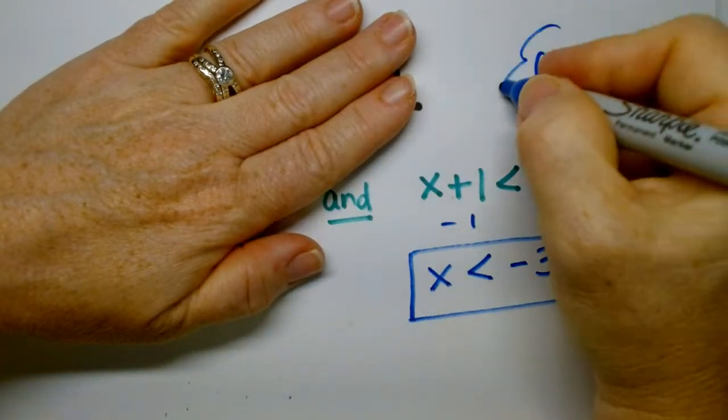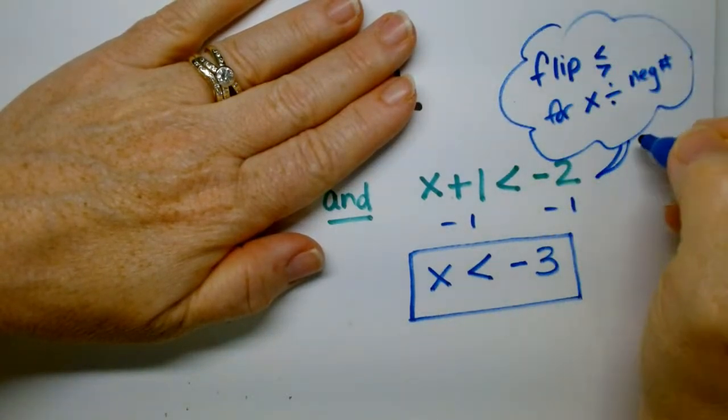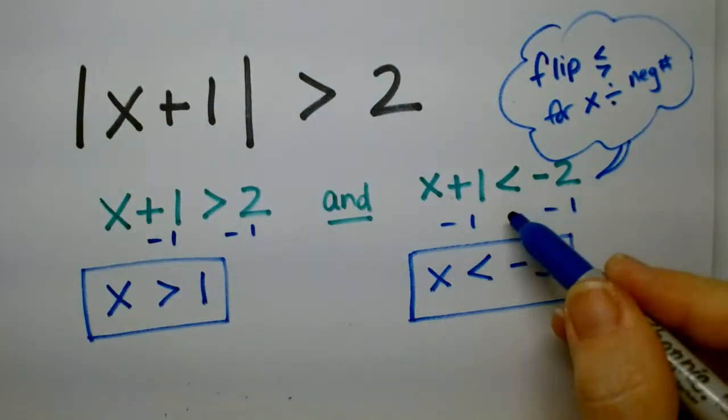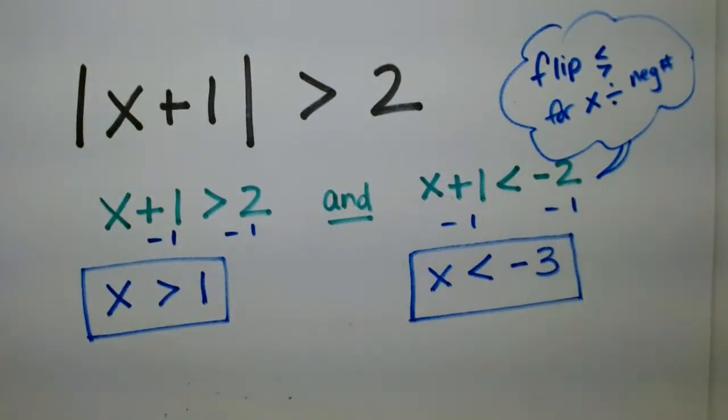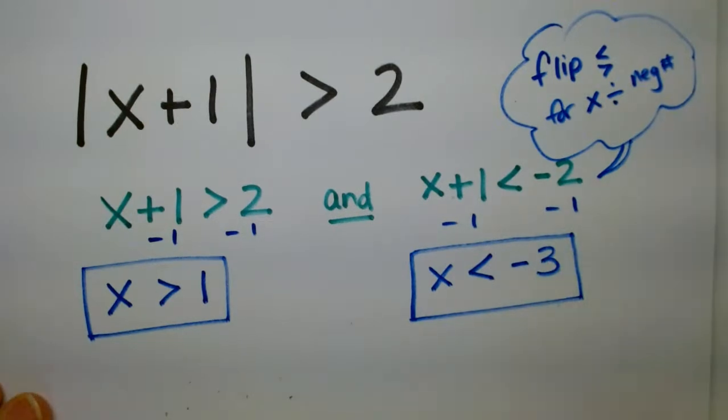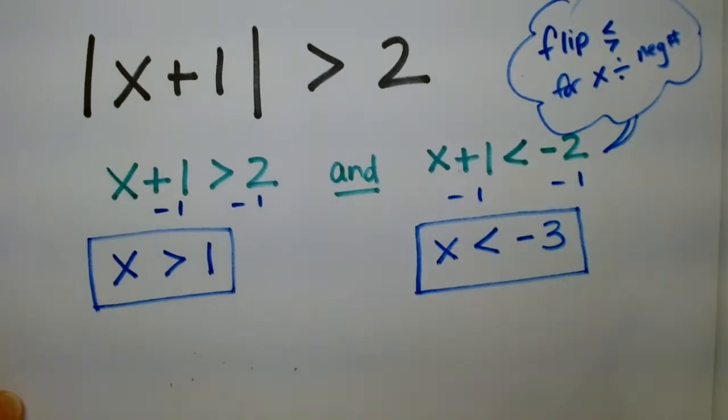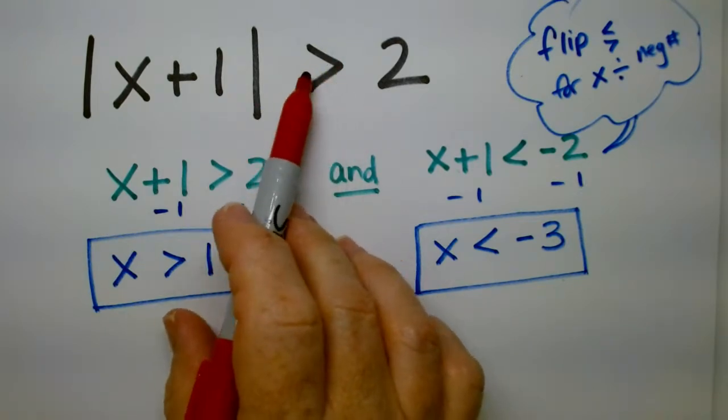Since we're not multiplying or dividing, we are adding and subtracting, we don't flip it. I'll do an example where we do flip it so you can see. The hardest part about these is knowing when to flip this thing.